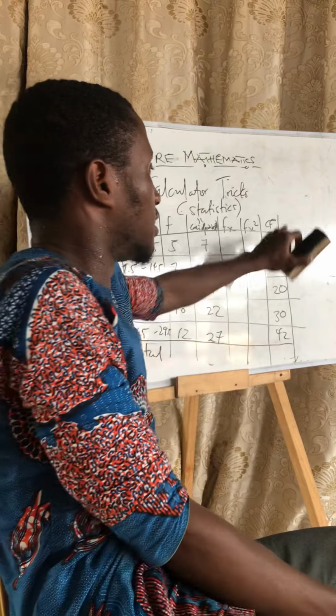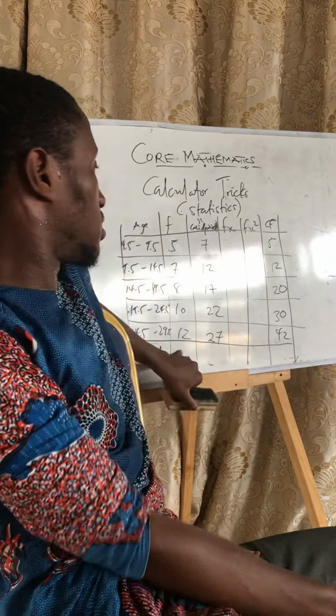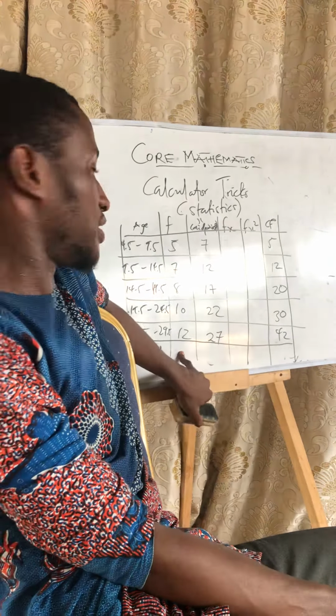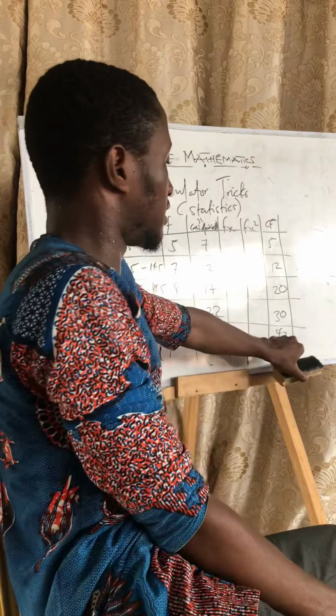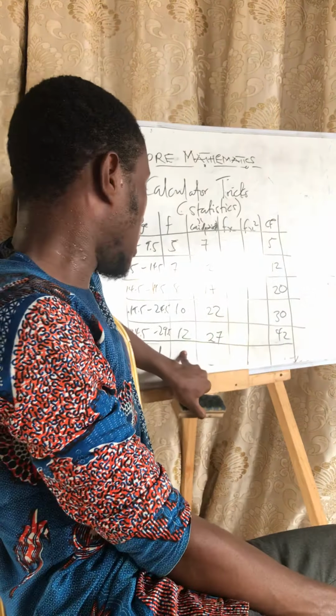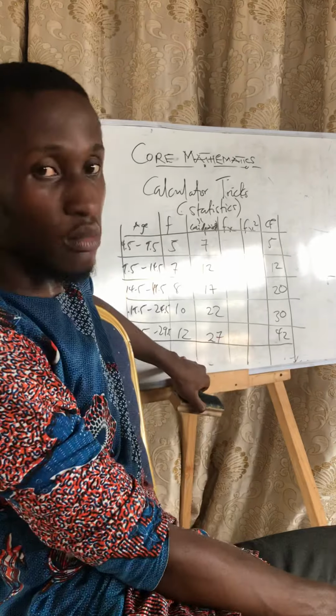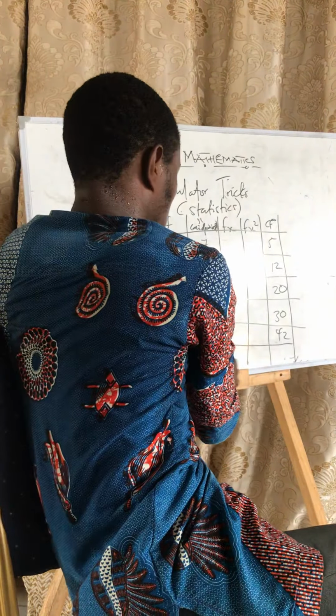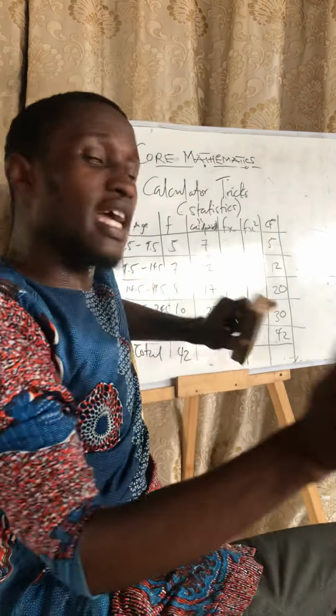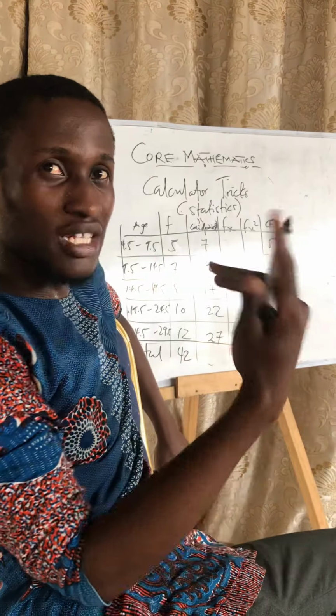Now, the last number here should also be the actual sum of the frequencies. So when examiners are marking, they check the last number here and the total sum of the frequency. So this and this should be the same. The moment they are not the same means that maybe you got a value from a different place.